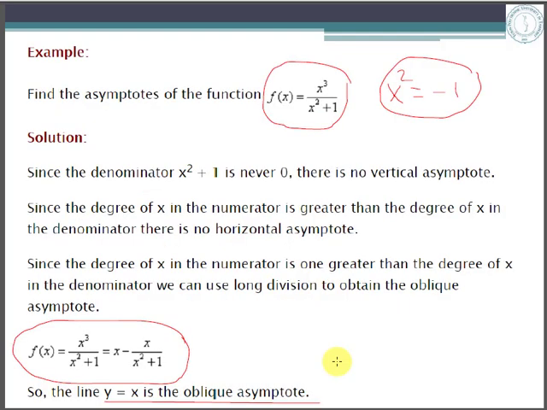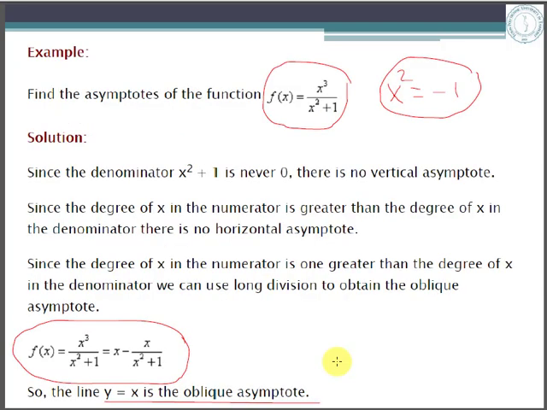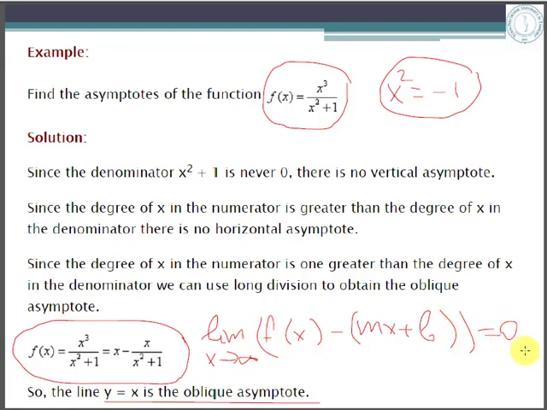And we can check it here. So this is now when x tends to infinity. For example, f of x minus mx plus b. So the function should tend, as x tends to infinity, to zero. It should be zero.